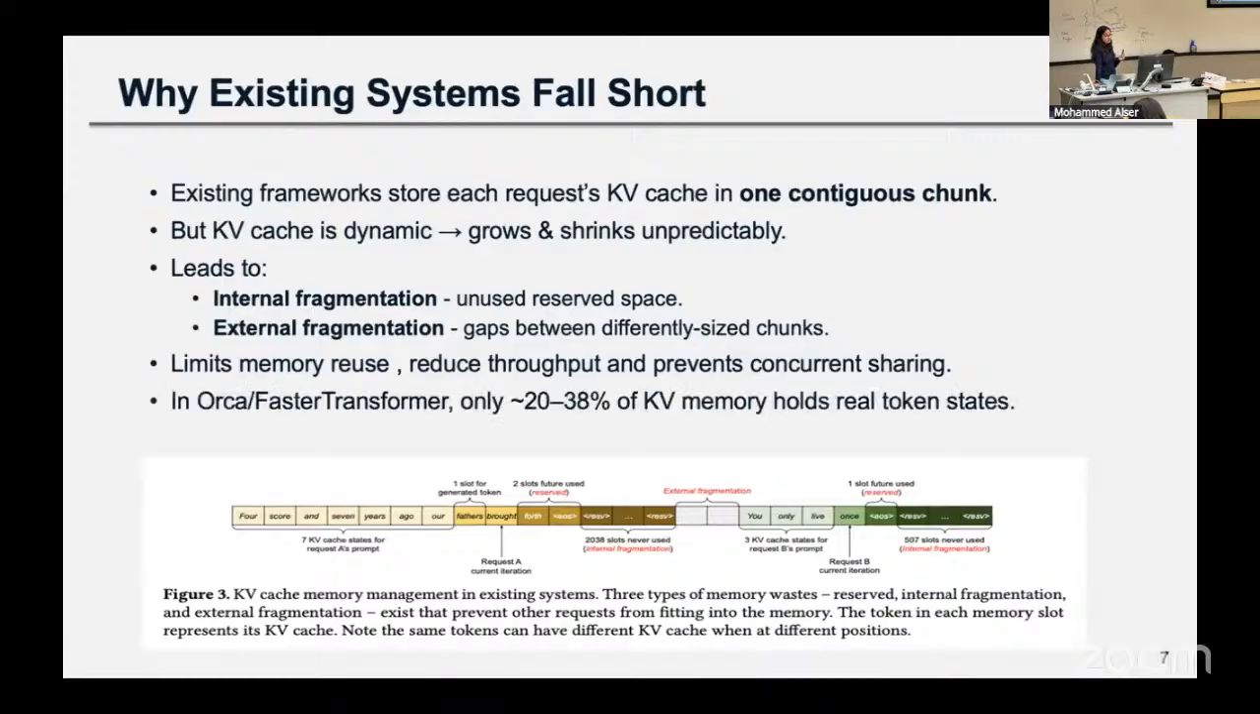In ORCA or FasterTransformer, only 20 to 38% of KV memory holds real token states. So because of this fragmentation issue, even when the memory says that storage is full, only 20 to 38% of that memory has real token values, and the remainder is just wasted space. That is why we need to solve this issue, and that is what the paged attention mechanism does.